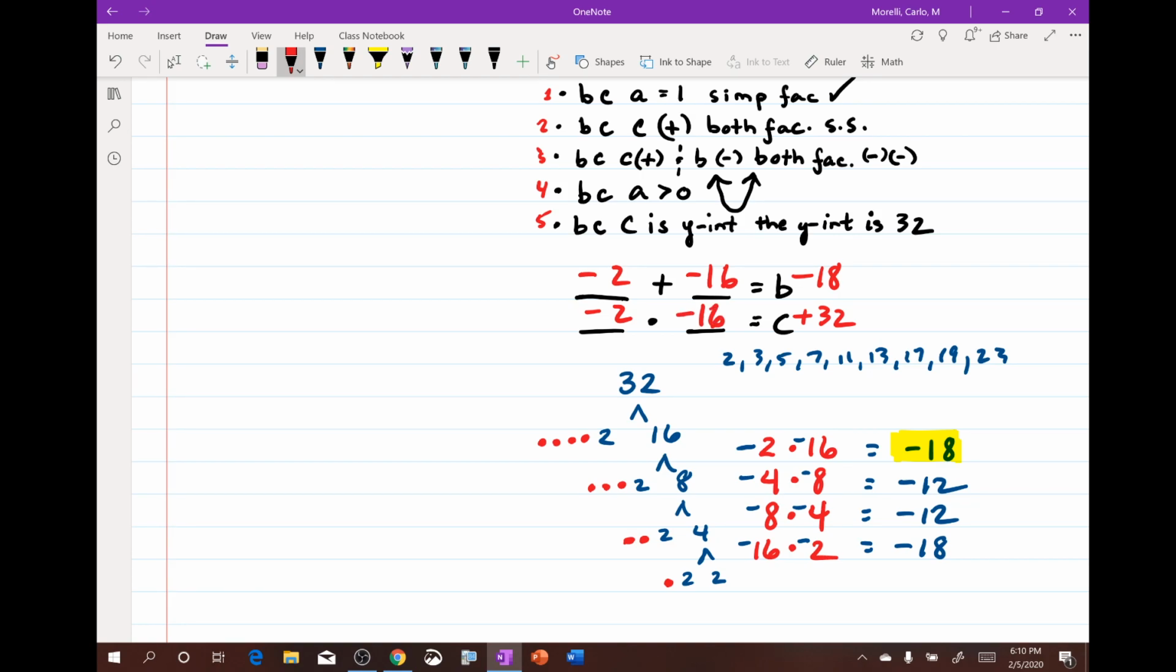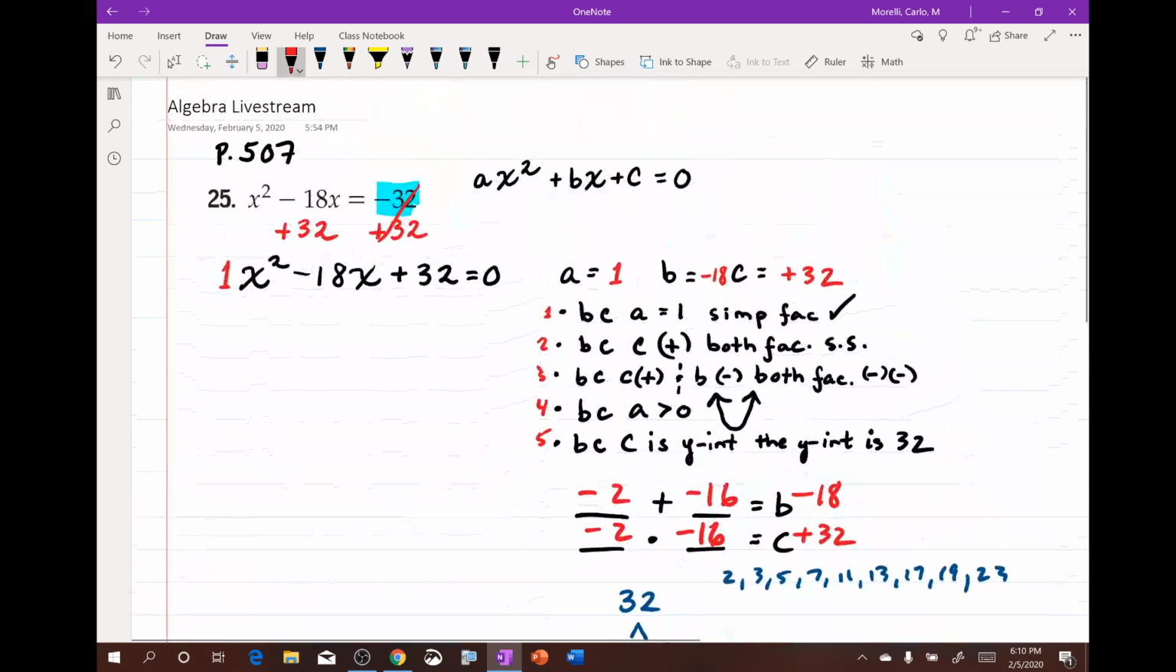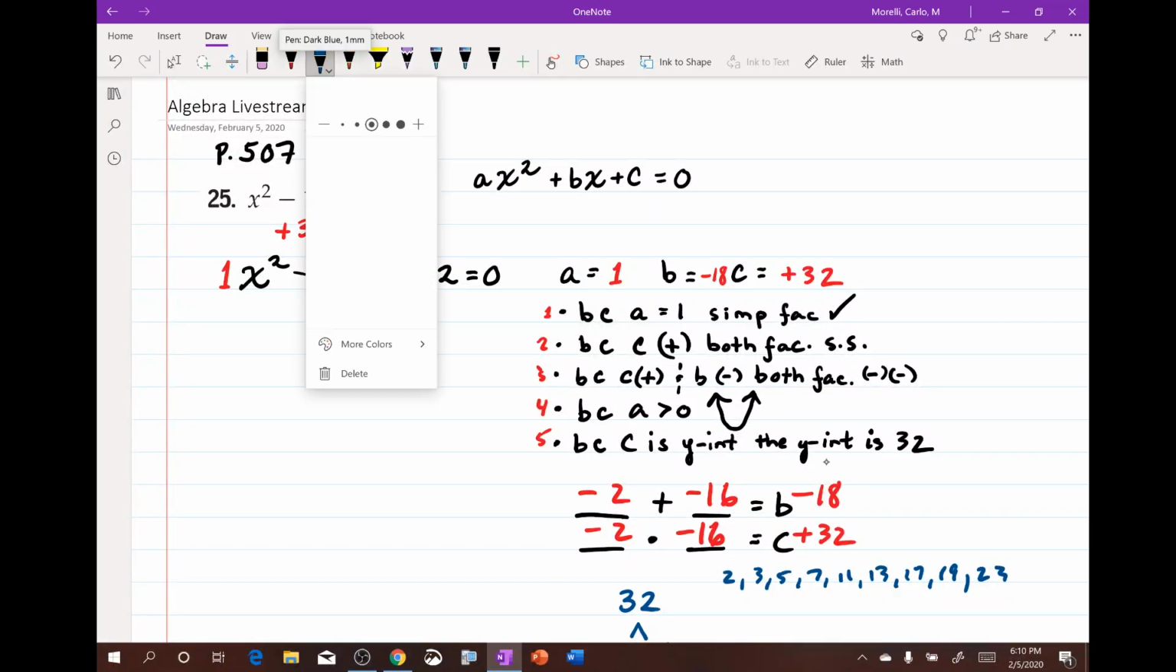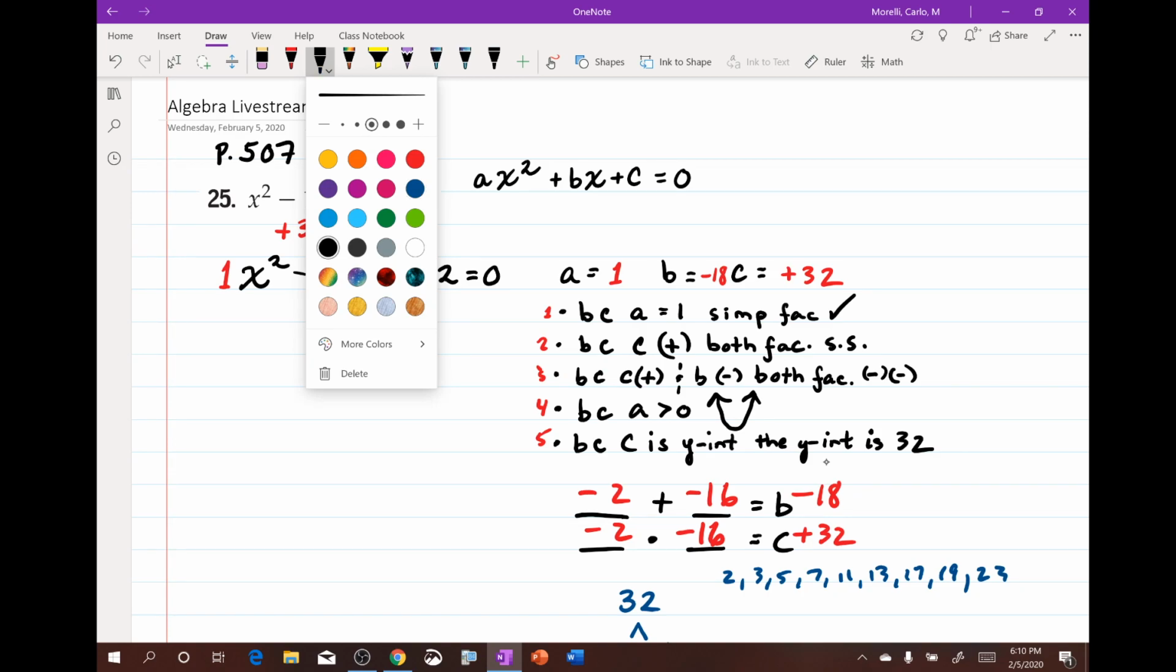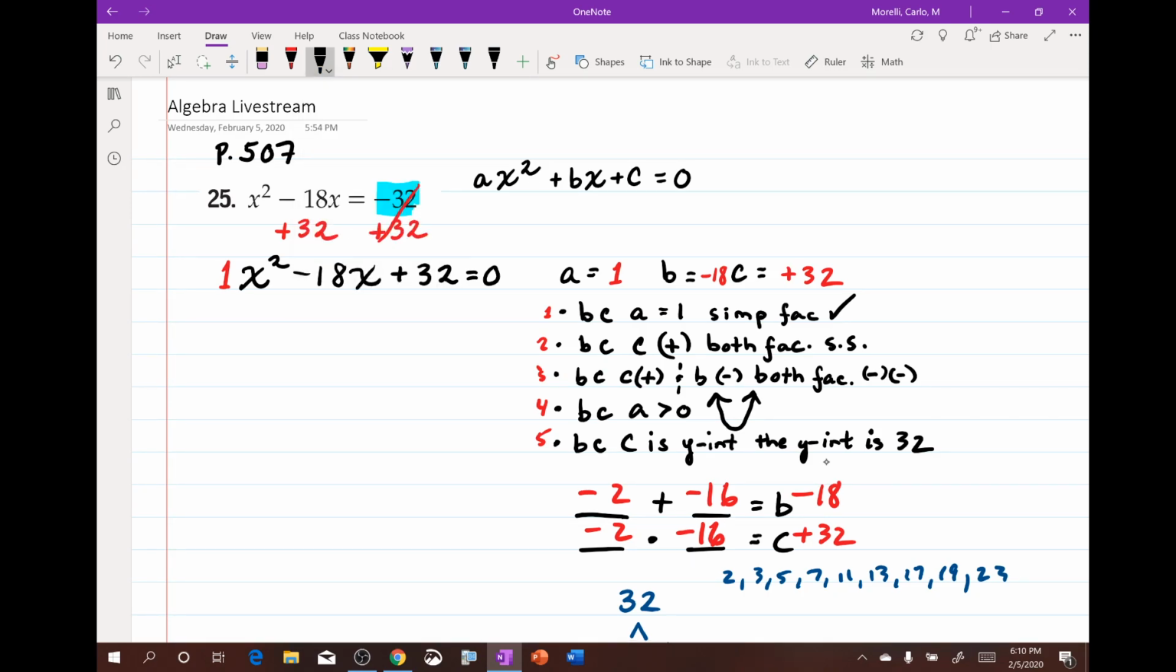So -2 plus -16 is -18. -2 times -16, negative times negative is a positive. 2 times 16 is 32. Yes, it all works great. So now that we're done, we're going to scooch back up here to the original quadratic, and we're going to rewrite this standard form quadratic into the factored form of a quadratic equation.